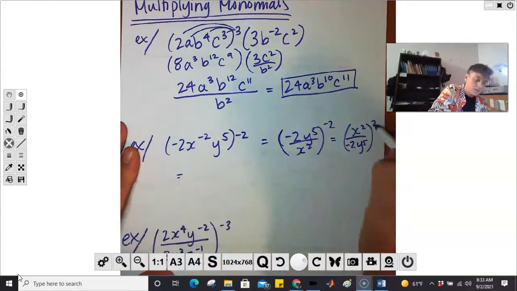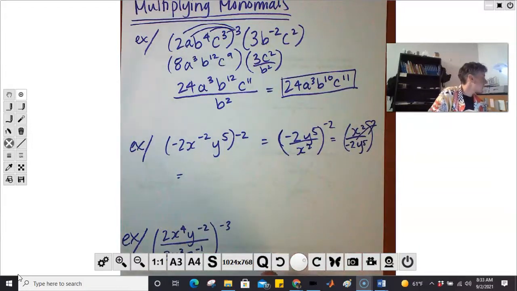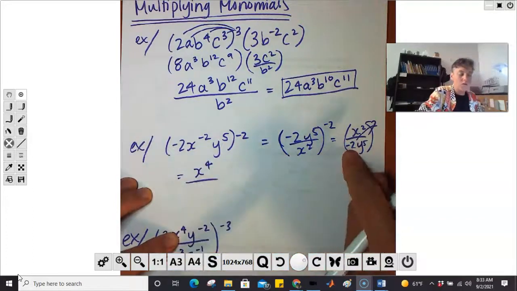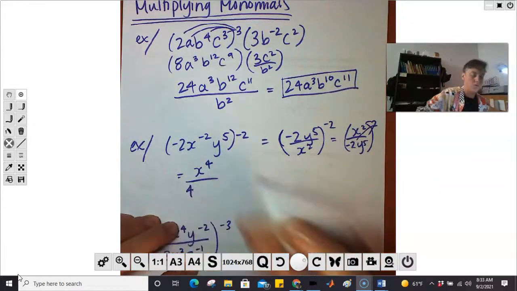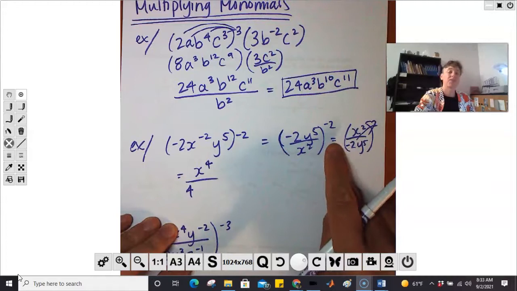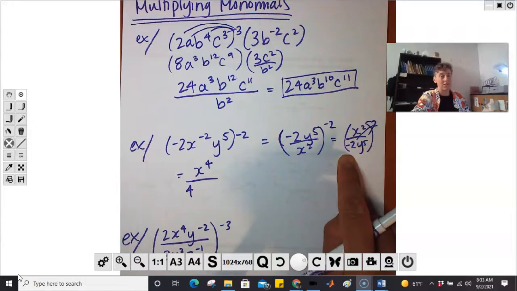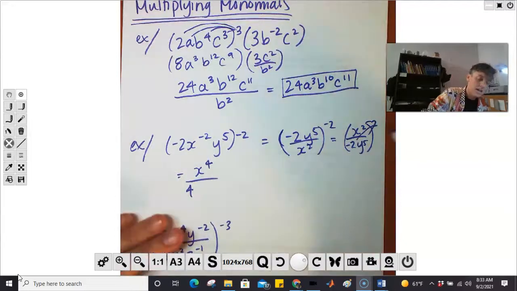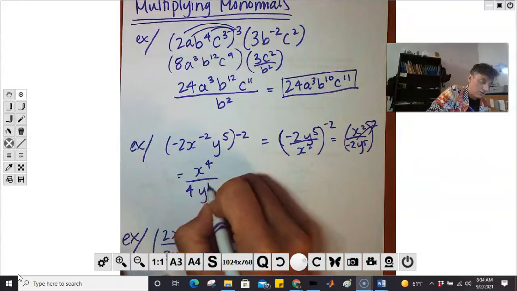And then we can distribute our exponent to each part. X squared squared on the top is x to the 4th. Negative 2 squared. I'm squaring the whole negative 2 here, so that should be positive 4. If the negative would have been out in front of the parentheses, that would mean I would square the 2, and then I would make it negative in the end. But I'm squaring the whole thing inside the parentheses, so I'm squaring the whole negative 2. And y to the 5th squared means I multiply these exponents to get y to the 10th.